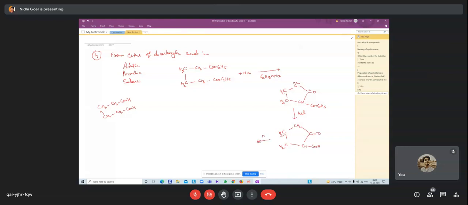On heating, CO2 is removed, then CH2, CH2, CH2, CH2, double bond O, and it undergoes the Clemmensen reduction. Then the ketone is converted into the CH2 group. So CH2, CH2, CH2, CH2, and CH2. So a cycloalkane is formed having 5 carbon atoms. So this reaction is known as the Dieckmann reaction.